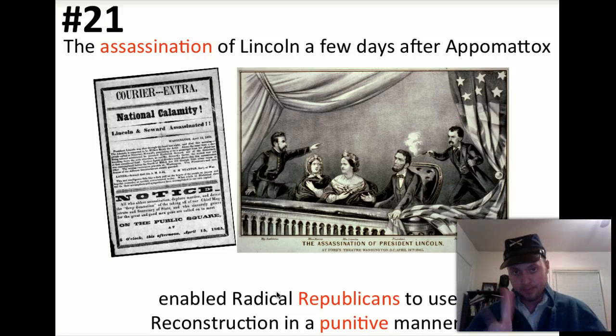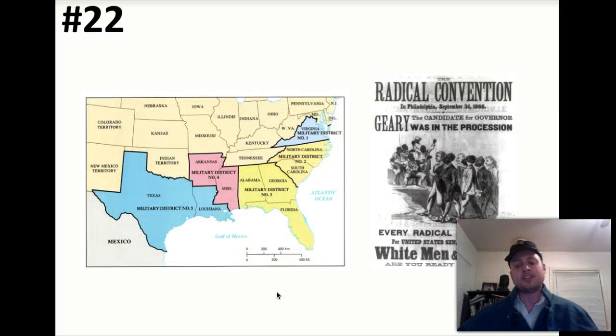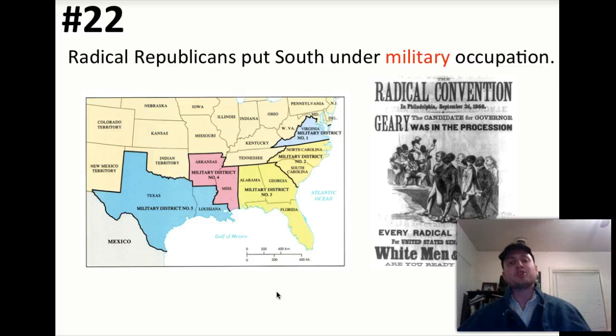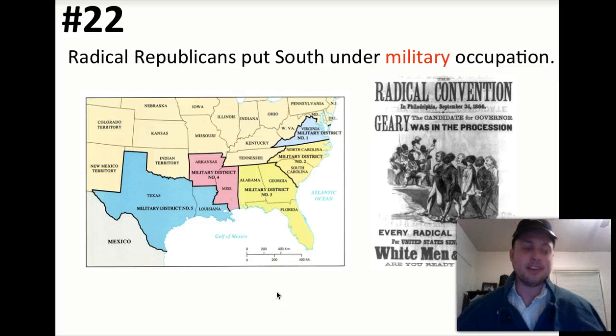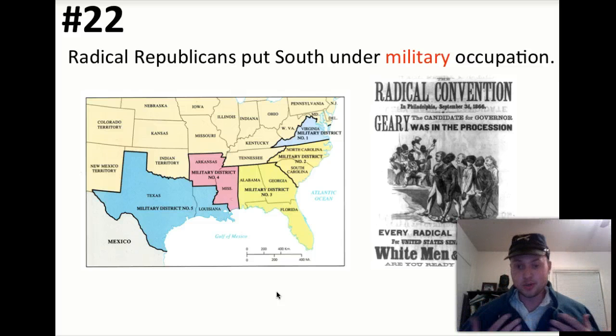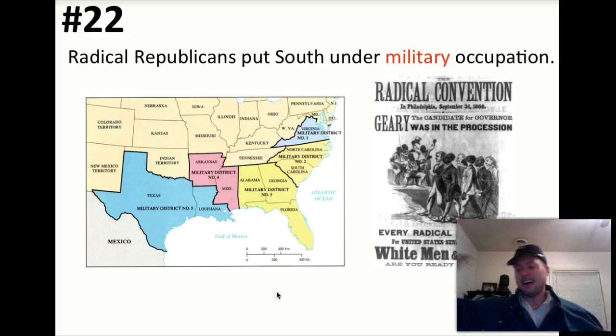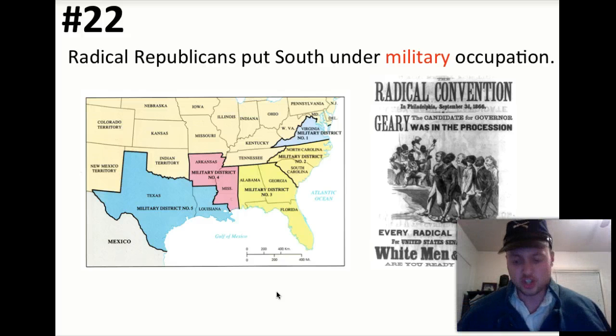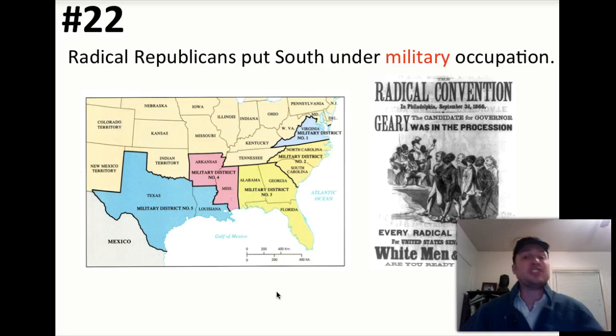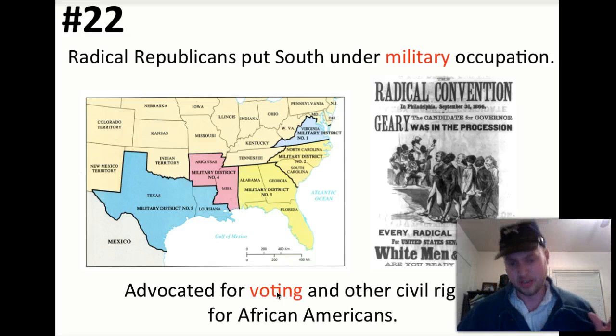They want to do two things: punish the South and give more rights to freed African Americans. Let's start with punishing the South, shall we? Radical Republicans would put the South under military occupation. Poor, humble soldiers like me have got to go into the South and keep them under control with my musket. Military occupation. The South will hate this, okay?